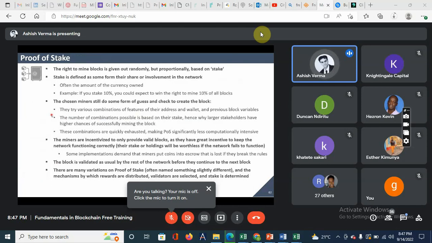Then we have another one. The next one is called proof of stake. In proof of stake, the right to mine blocks is given out randomly but proportionally based on stake. So what happens if you want to mine a proof of stake transaction? Then you have to stake some of your coins.